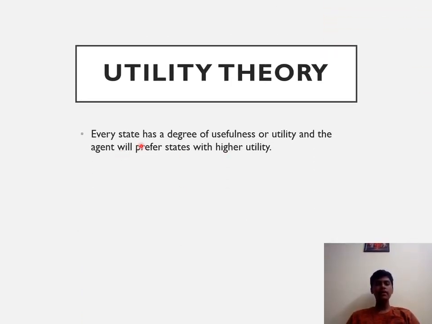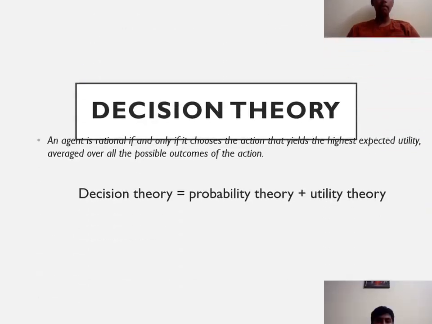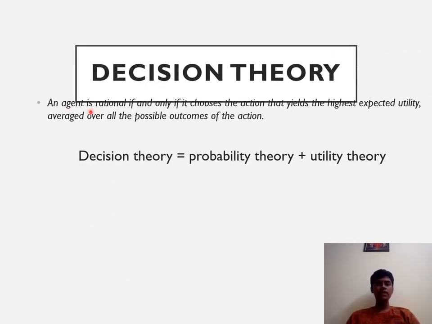Utility theory: every state has a degree of usefulness, or utility, to the agent, and the agent will prefer states with higher utility. The agent is rational only if it chooses the action that yields the highest expected utility, averaged over all the possible outcomes of the action. Decision theory is equal to probability theory plus utility theory.